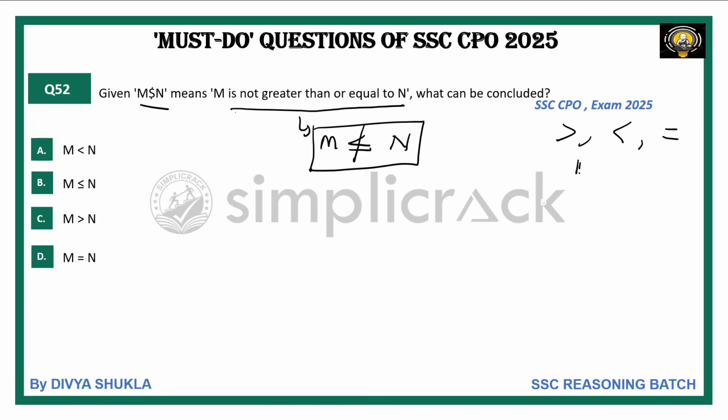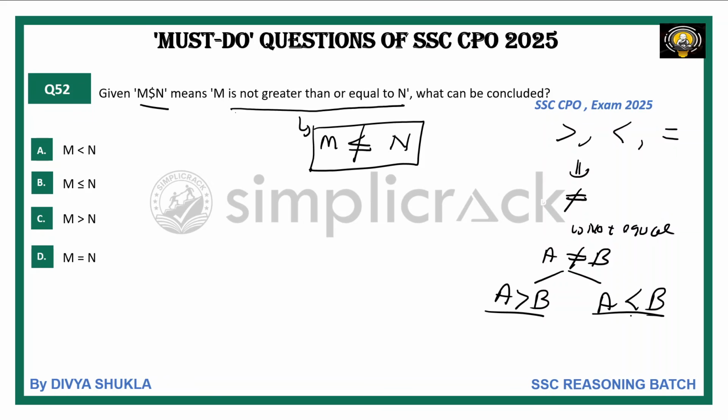Then there is the concept of not equal to. Whenever you have not equals, that means if I am saying that a is not equal to b, then there are two cases. In the first case, a is either greater than b, or a is less than b. So only two possibilities exist in this case.